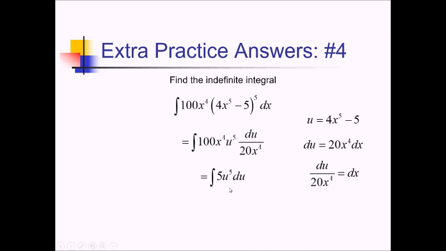Using my reverse power rule, this 5 bumps up to a 6, so we end up with 5 over 6 u to the 6th plus c. And then don't forget to plug in the 4x to the 5th minus 5 for u, and there we are.